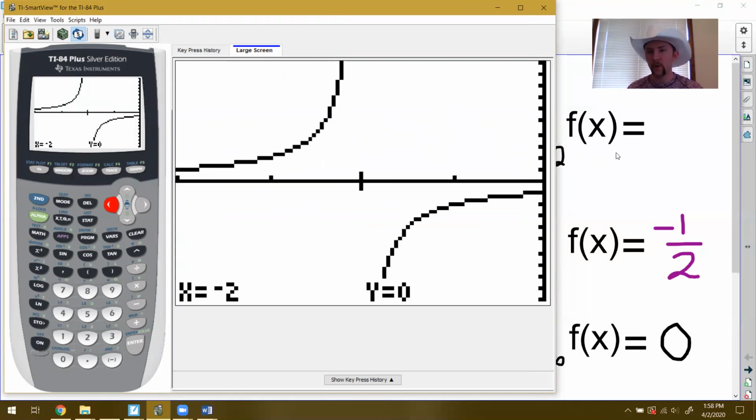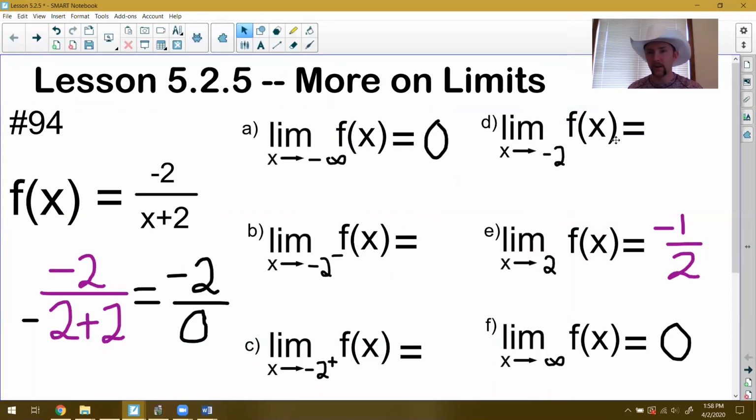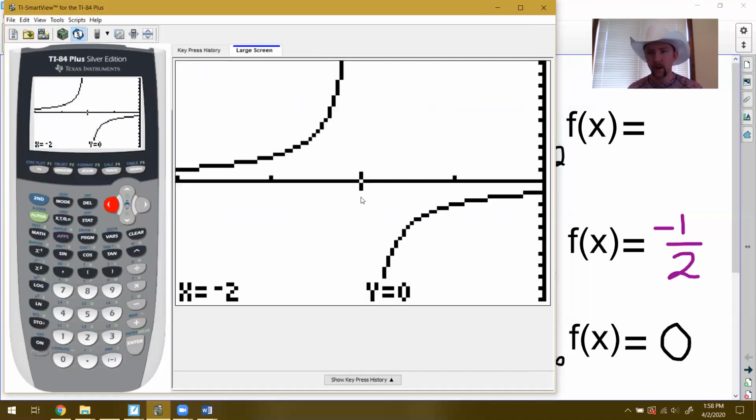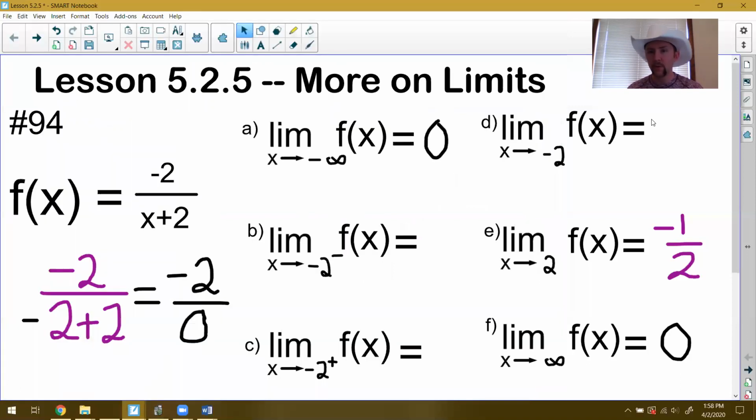Now the question for letter D right here is, do both sides agree? No, they don't. So what do we say about the two-sided limit of a function when both sides don't agree? We say it does not exist. So letter D in number 94 does not exist, because for that two-sided limit we don't have both sides agreeing with each other. We got them doing this kind of weird thing, right?